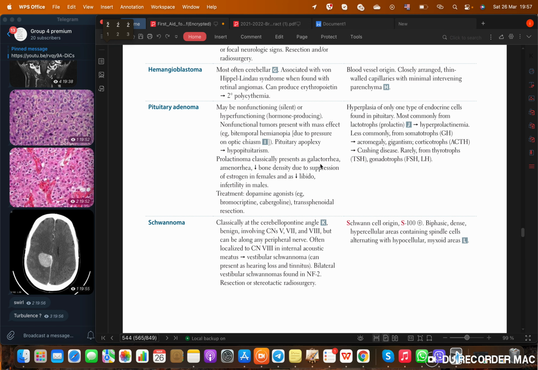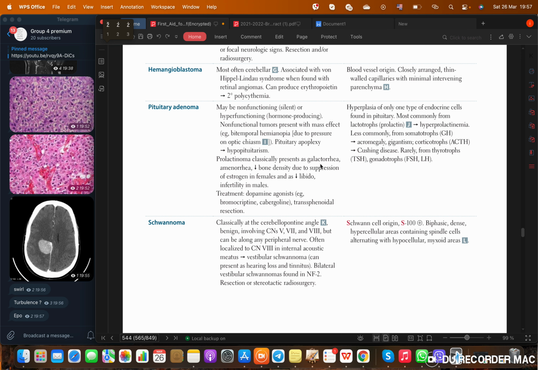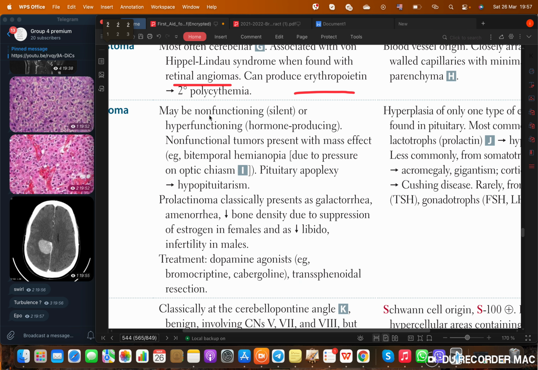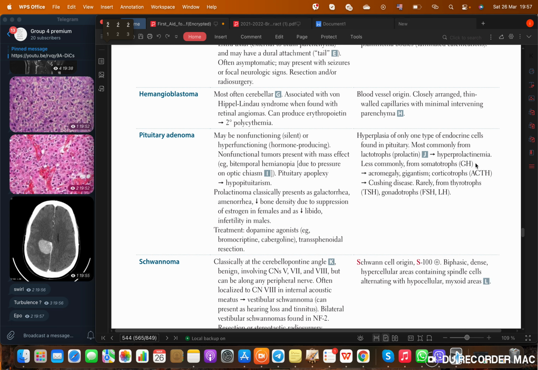The next thing is hemangioblastoma, which is most commonly in the cerebellum. We spoke about it when we spoke about VHL, which was von Hippel-Lindau. It was the H in the HARBIN mnemonic. Remember the HARBIN mnemonic, hemangioblastoma, A for angiomatosis, the R for renal cell carcinoma, the B for pheochromocytoma. It does produce EPO, absolutely correct. It's found with the retinal angiomas. It can produce erythropoietin, which leads to secondary polycythemia.